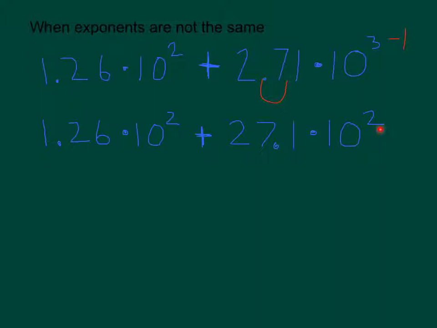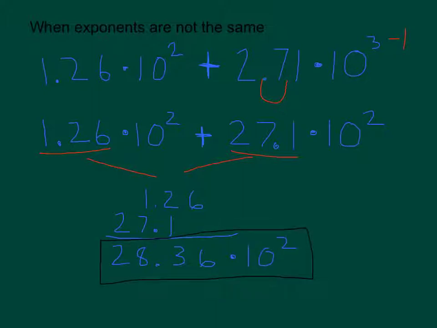Simply add the coefficients. Our solution would be 28 and 36/100. We have to now put that back with our base 10. So our solution is 28 and 36/100 times 10 to the second power. This problem would be correct, but now we have to look at our coefficient.